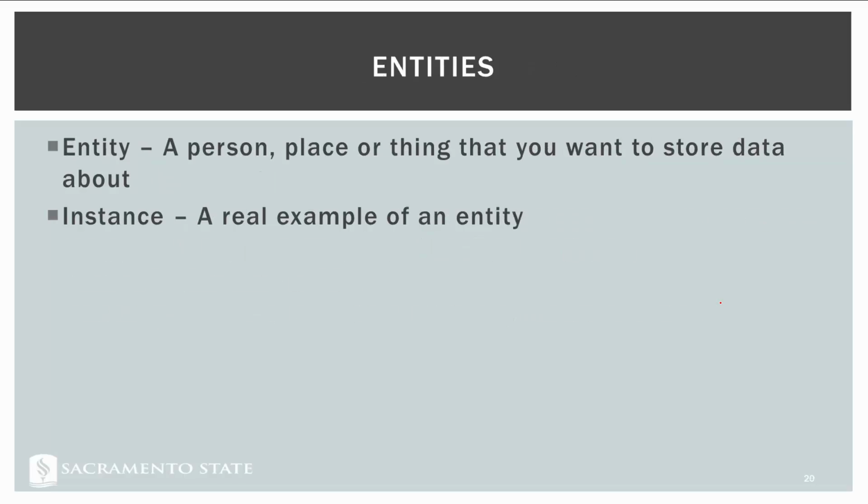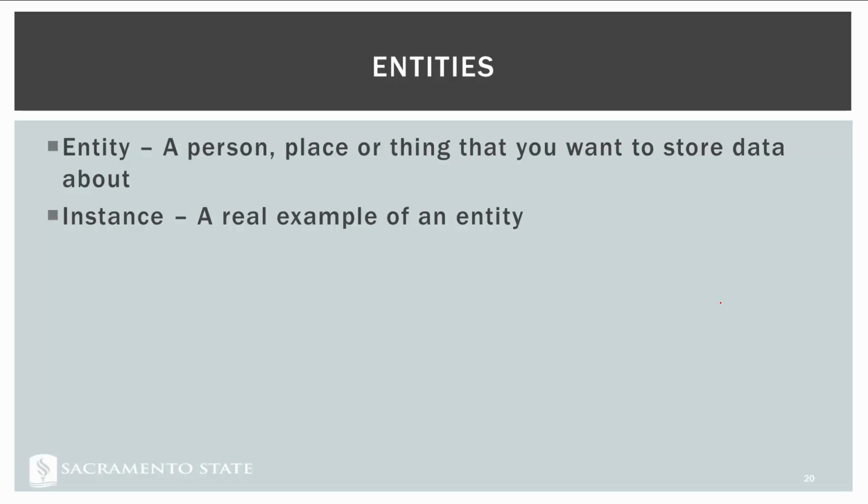An entity in an ER diagram, the E, is a person, place, or thing that you want to store data about. It corresponds to a table in the database. So for example, maybe we store information about a customer, or a transaction, or a student, whatever we want to store information about. A product, for example. That's what we're storing information about.